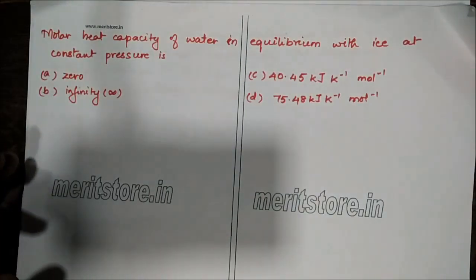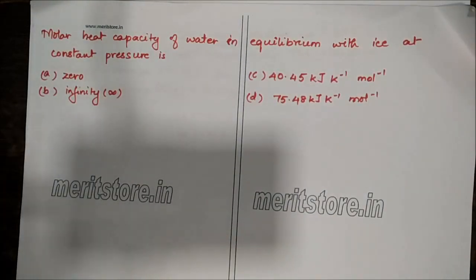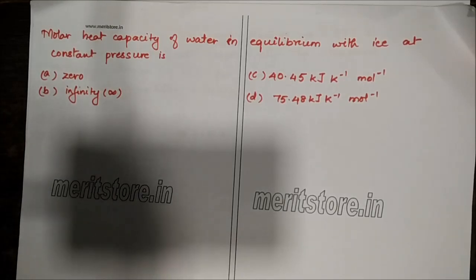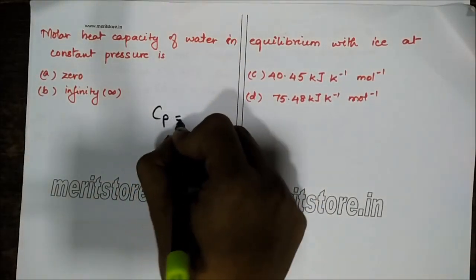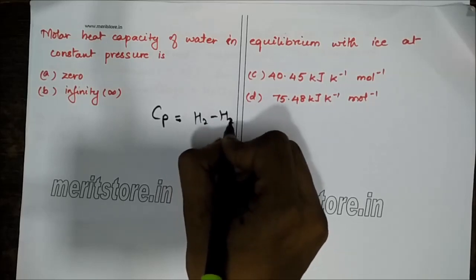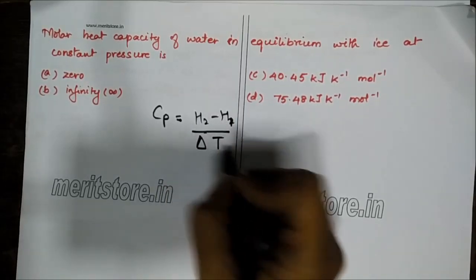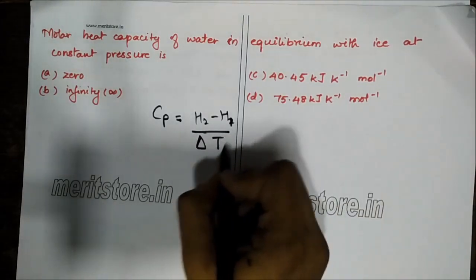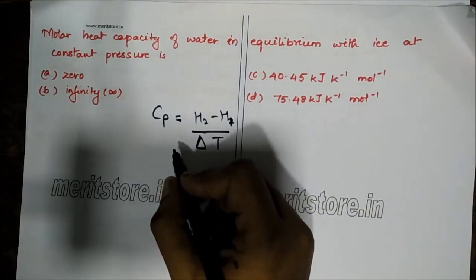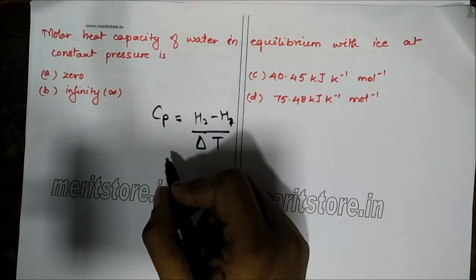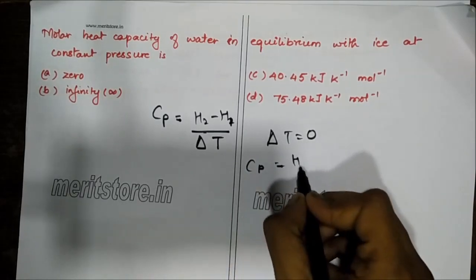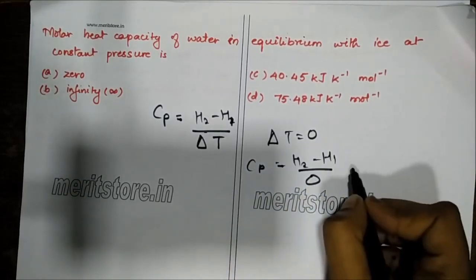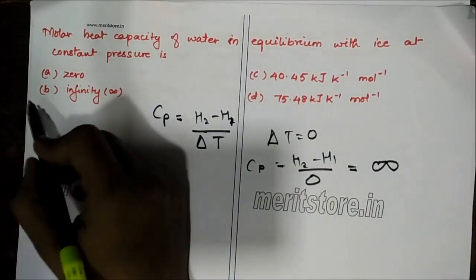Next, molar heat capacity of water in equilibrium with ice at constant pressure is. The molar heat capacity is H2 minus H1 upon delta T. Now pressure is constant, and delta T will be 0, because it has already reached equilibrium. So Cp will be H2 minus H1 upon 0, and anything upon 0 is infinity. So the answer is infinity.